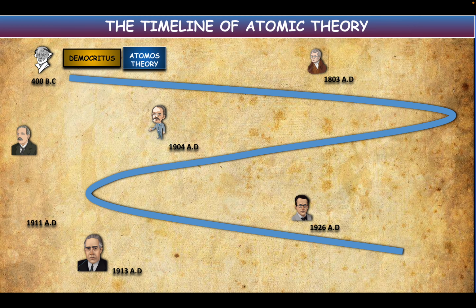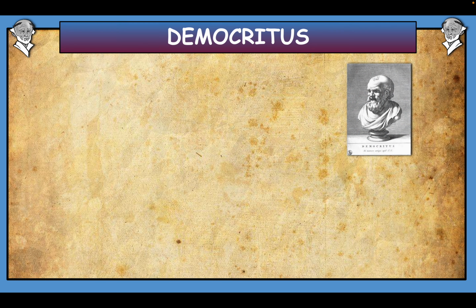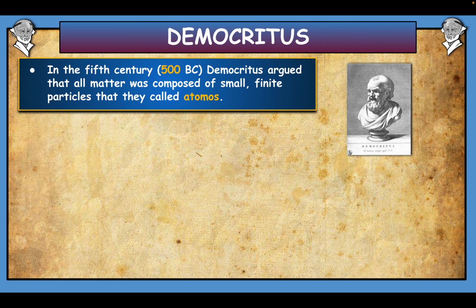So before I introduce each atomic theory, we're going to come back to this timeline. And so you see the first one is Democritus, and he's 400 BC. And the name of Democritus's atomic theory is called the Atomos theory. So Democritus wasn't a scientist. He was in the 5th century, so 500 BC. Democritus argued that all matter was composed of small, finite particles that they called atomos.